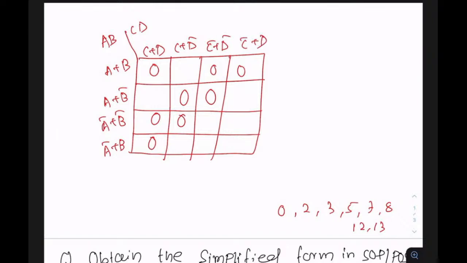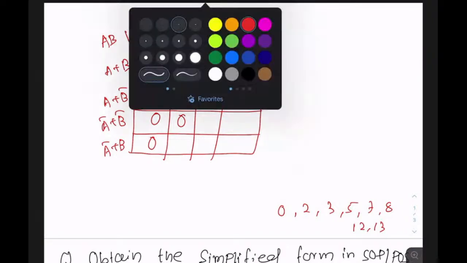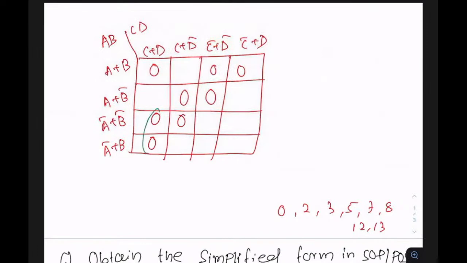So tell me in this case, how many groupings are possible? Can I have the possibility of a quad or octet? Octet anyway is not possible. Quad means a collection of 4. I don't think quad is also possible. If quad is not possible, then the only option is to go with pairs or singles. If I think that way, this is one grouping possible. Then I have this one possible. Then I have this one possible. Then I have this one possible.